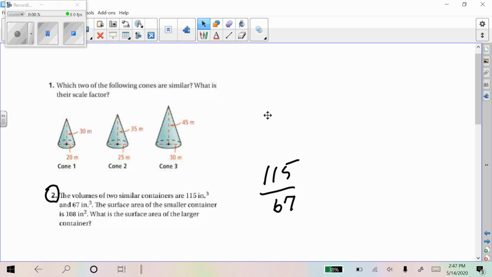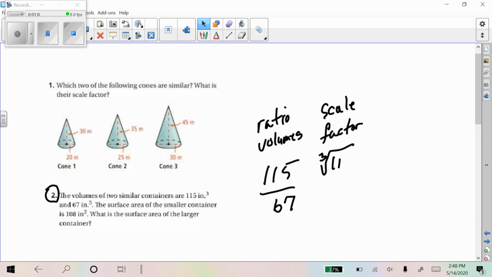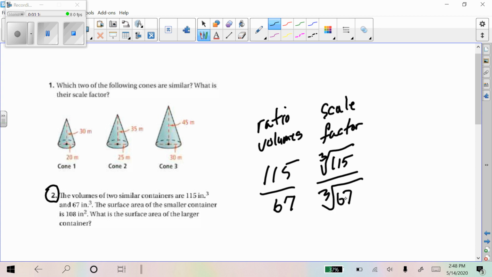So what we would need is, this is the ratio of the volumes. We need the ratio of the surface areas in order to find that. Now if you take the cube root of the ratio of the volumes, you'll get the scale factor. So we're going to do the cube root of 115 over the cube root of 67. Now that's the scale factor. Now you need to square that for the ratio of the areas. Ratio of areas will be this squared.